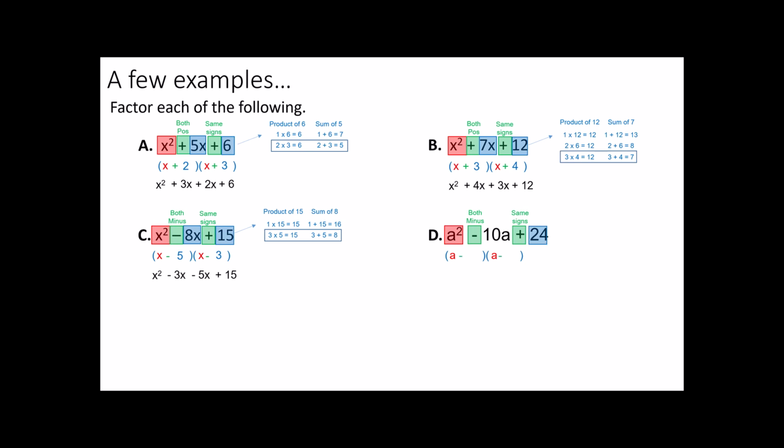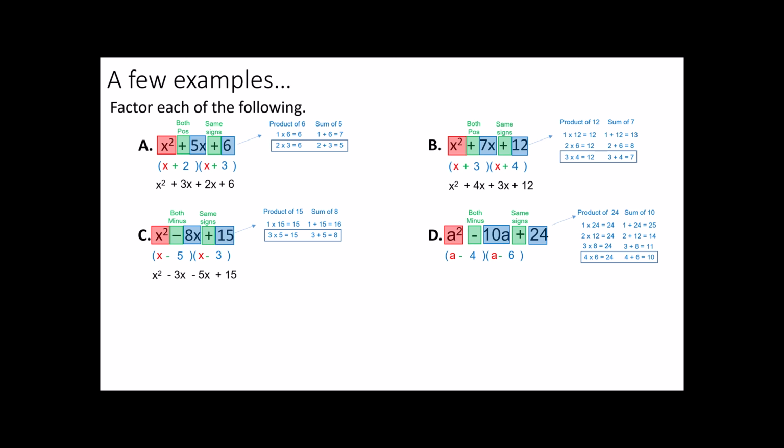I'm going to look over here at the 24 and say, what things could multiply together to give me 24? Well, 1 and 24, 2 and 12, 3 and 8, or 4 and 6. Whichever one I pick, they also have to give me a 10 in the middle. So 1 and 24 is 25, 2 and 12 is 14, 3 and 8 is 11, 4 and 6 is 10. It must be the last one.